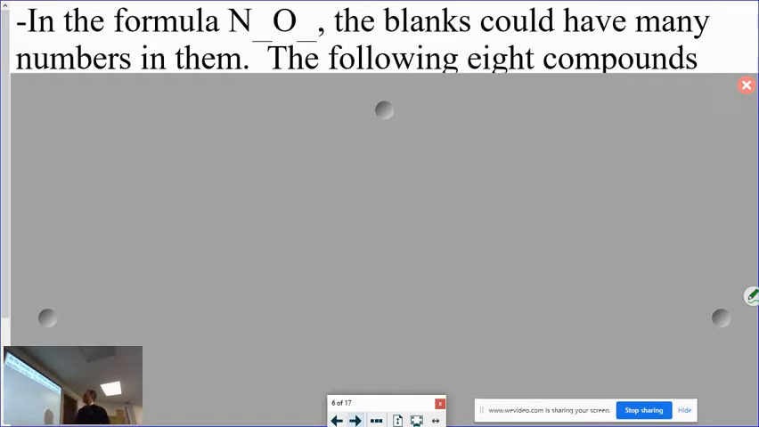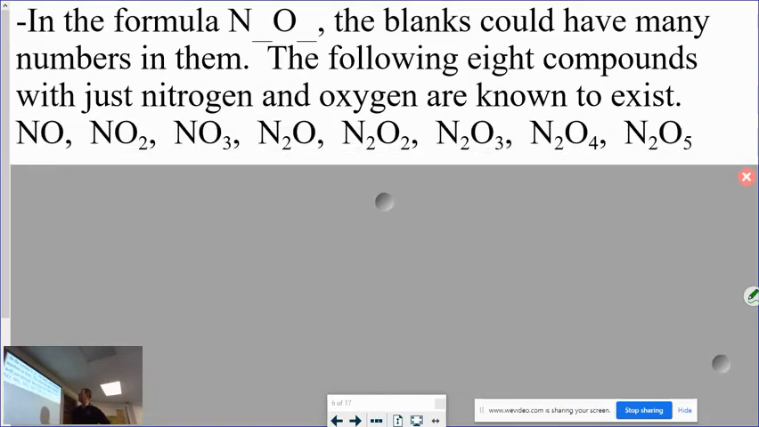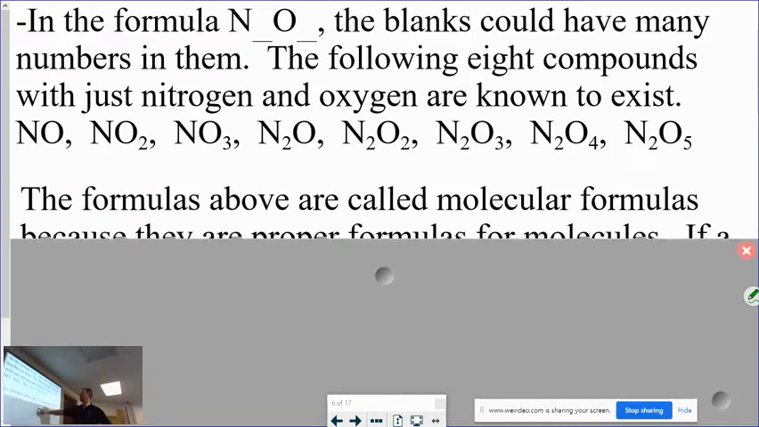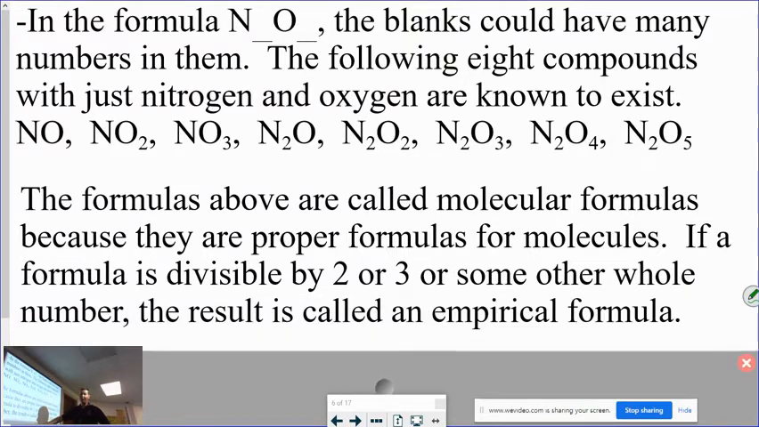So now we're going to play around with empirical and molecular formulas. In the formula N blank O blank, the blanks could have many numbers in them. The following 8 compounds are known to exist with just nitrogen and oxygen. So here are the compounds with nitrogen and oxygen. The formulas above are called molecular formulas because they are the proper formulas for these molecules. If a formula is divisible by some whole number, it is then called an empirical formula.